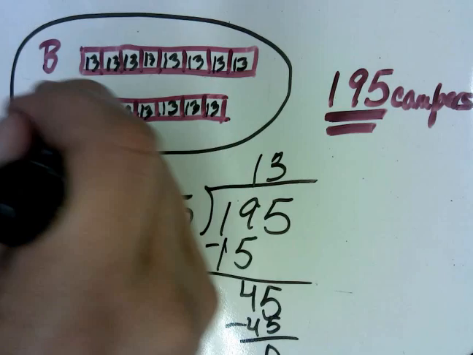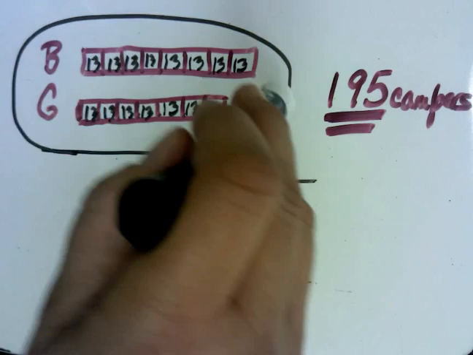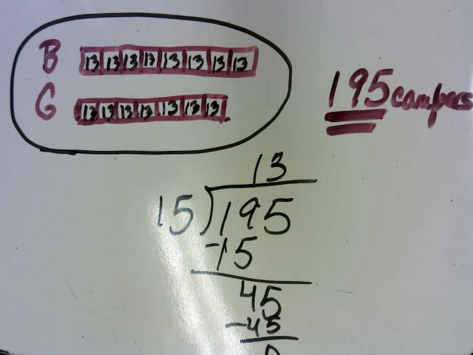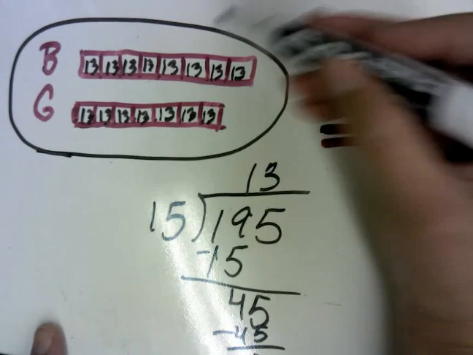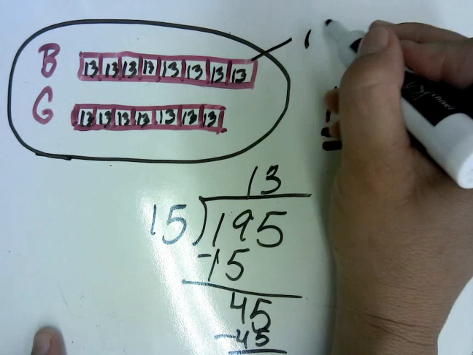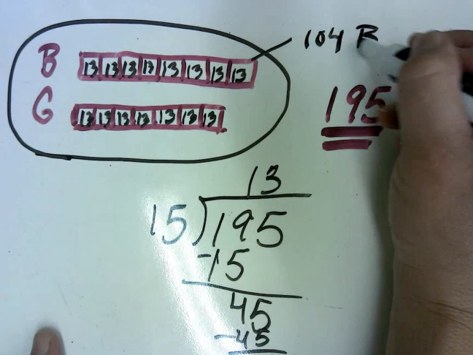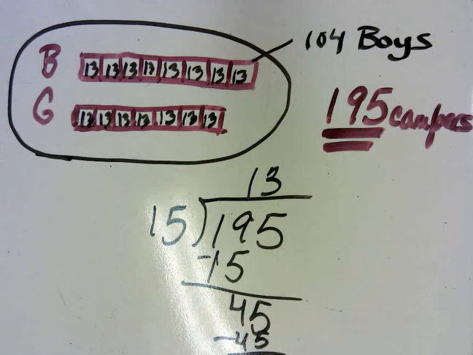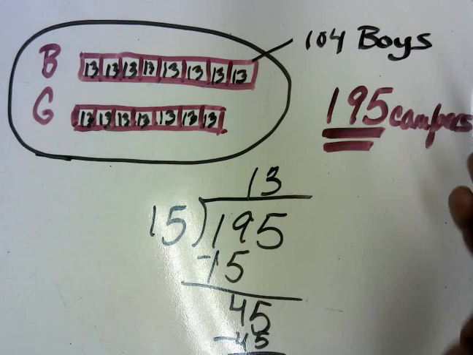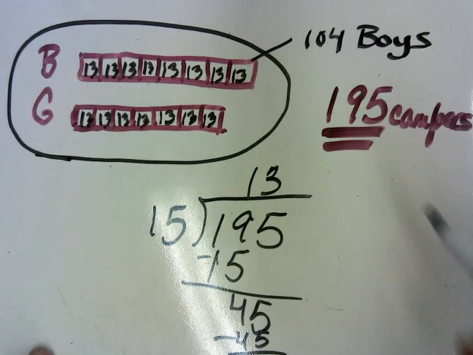So now all I have to do is multiply 13 times 8, because this is 8 pieces. So I know that there are 104 boys. And I know once I multiply 7 times 13 that there are 91 girls, for a total of 104 boys plus 91 girls equals 195 campers.